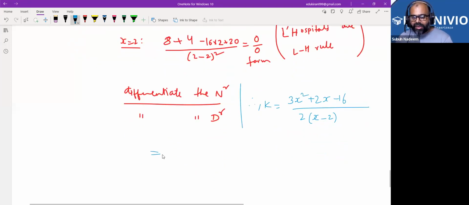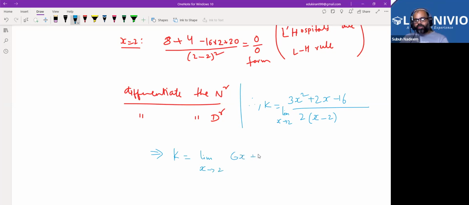This implies that k is equal to limit x approaching 2. Now again, if you put x is equal to 2, this will become 0 by 0. So again, you can differentiate. So this will be 6x plus 2 upon 2 after differentiation. Now you can put 2. So 6 into 2 plus 2 by 2. This will become 14 by 2. That is 7, which will be your answer.